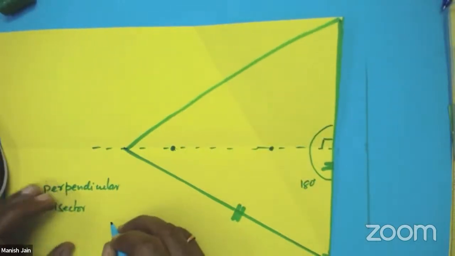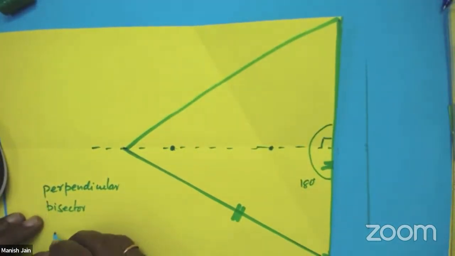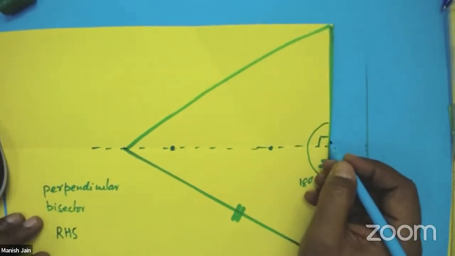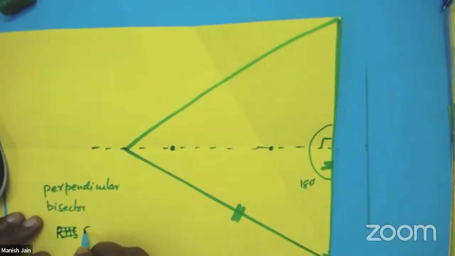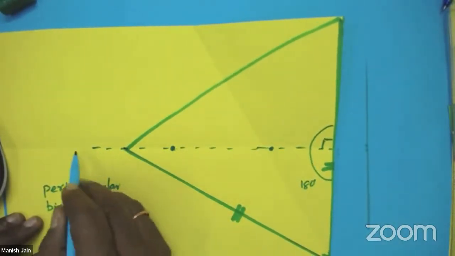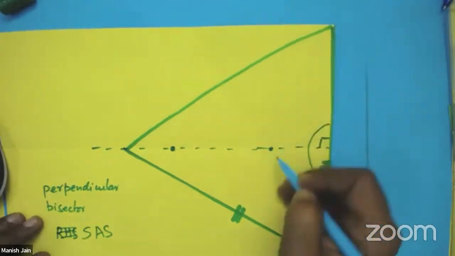And for those in grade 8, there is something we called symmetry of the triangles, symmetry was the congruence of the triangles, and this property is called RHS property. Why? Because this is right angle, this is bisector. Using SAS, you can show that a perpendicular bisector is equidistant from two points.